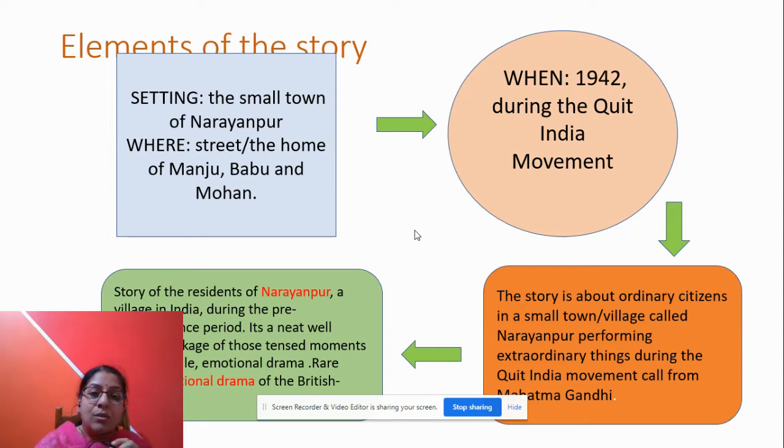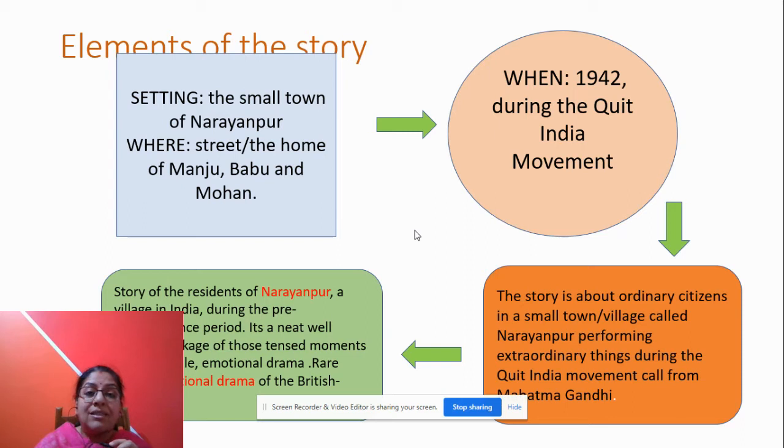Now, in the story, the story is happening in a small town called Narayanpur, and it is happening during the Quit India movement. And here, the pre-independence struggle is narrated. Even the ordinary people, the common man, used to participate actively and protest against British rule.